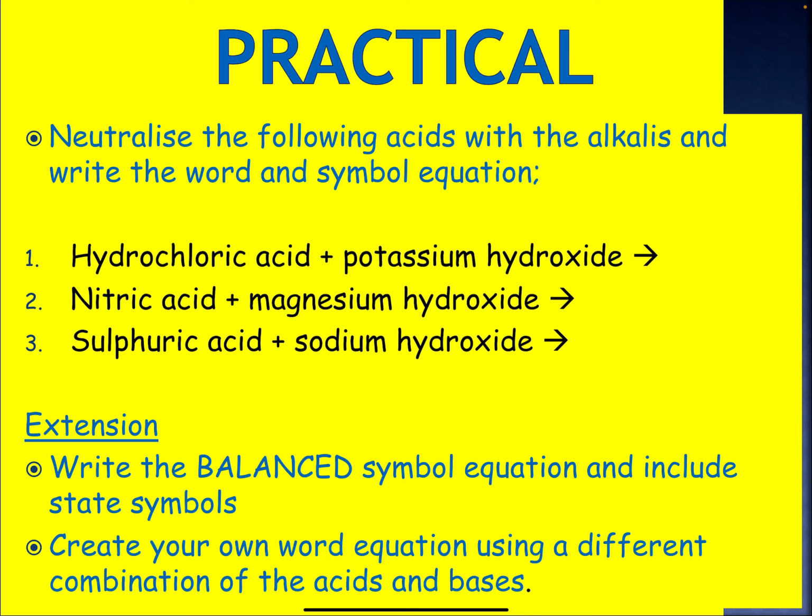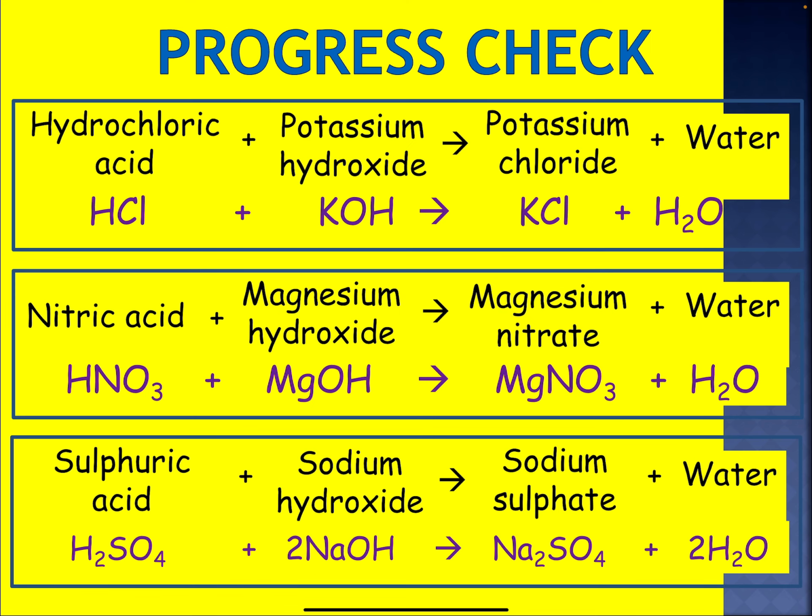Okay, let's have a look then, how you got on. So there's the first one, hydrochloric acid, reacting with potassium hydroxide. There's the hydroxide again, I told you. There's the metal, to give you the salt, potassium chloride. Chloride is because it's hydrochloric acid, and the potassium has come from the alkali. And then there's your water.